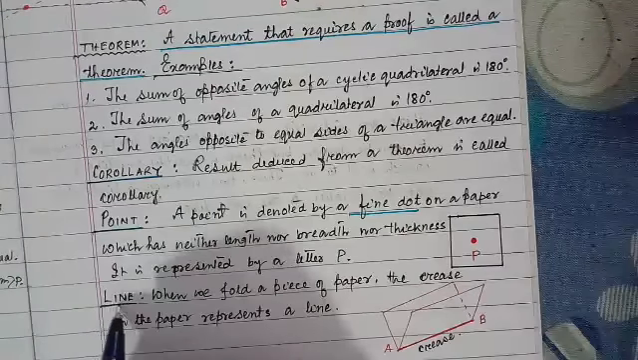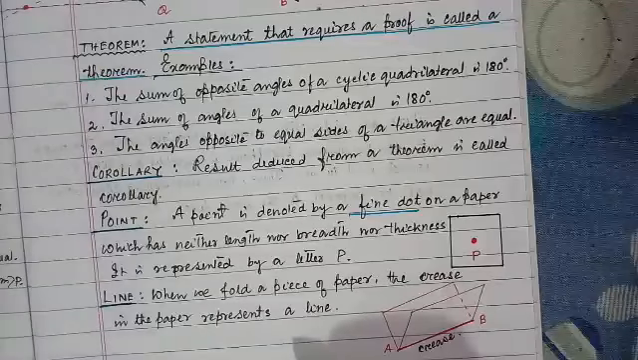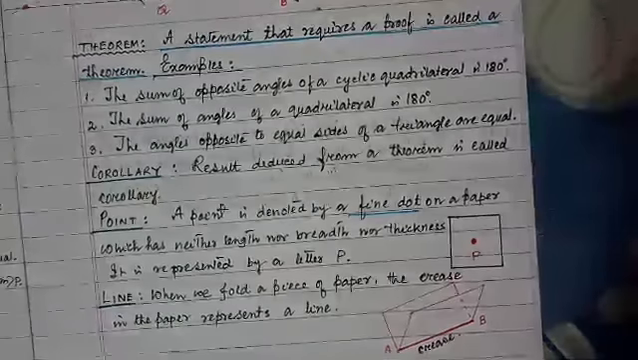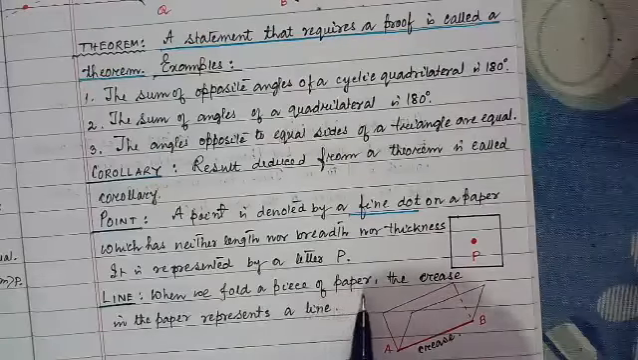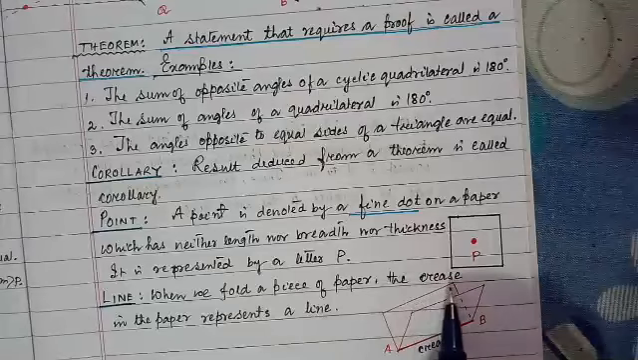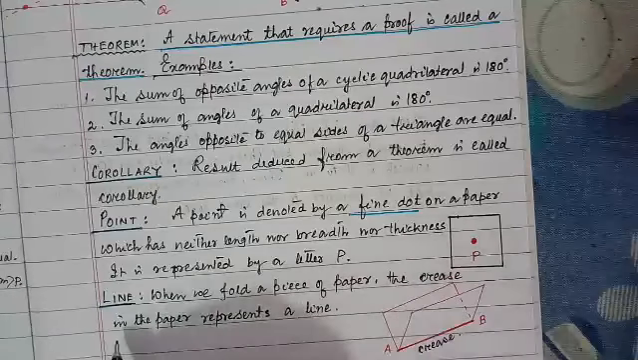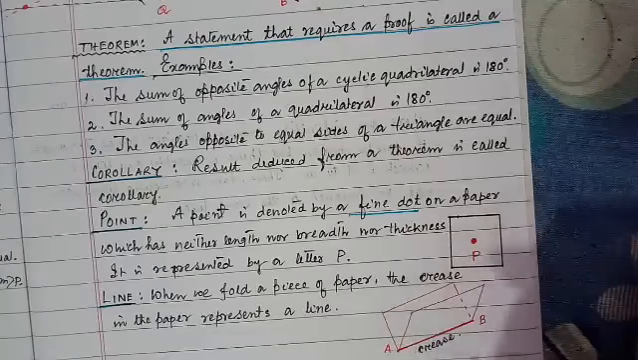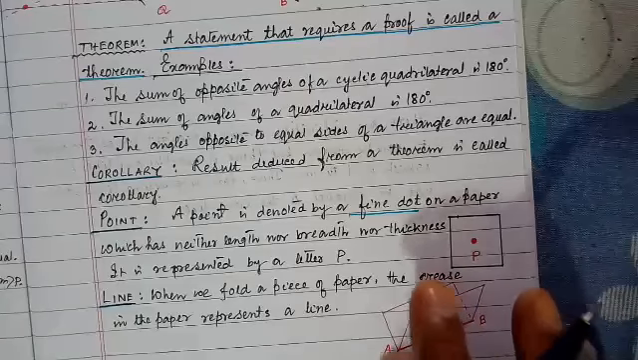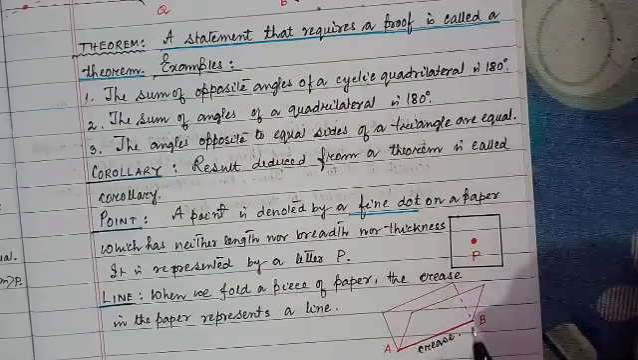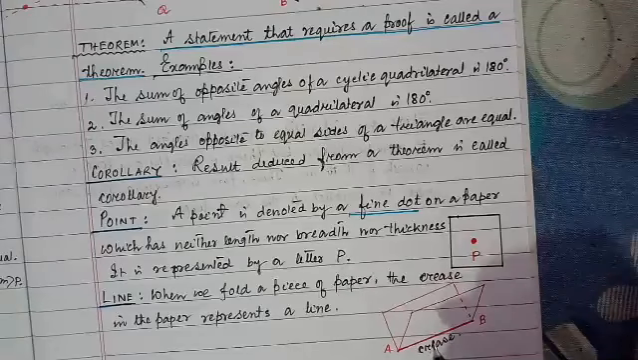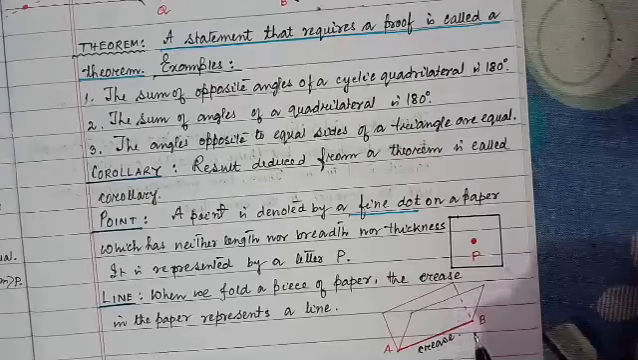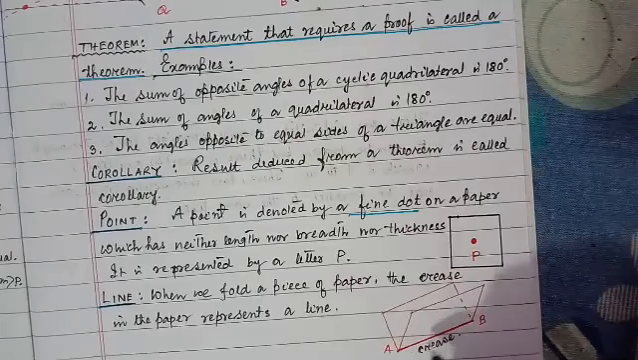Next, we are going to learn about a line. What is called a line? When we fold a piece of paper, the crease in the paper represents a line. What we see is a piece of paper. This piece of paper is folded along this, and there is a crease AB. Whenever this paper is folded like this, as shown in the figure, it forms a crease AB. This AB is a straight line.